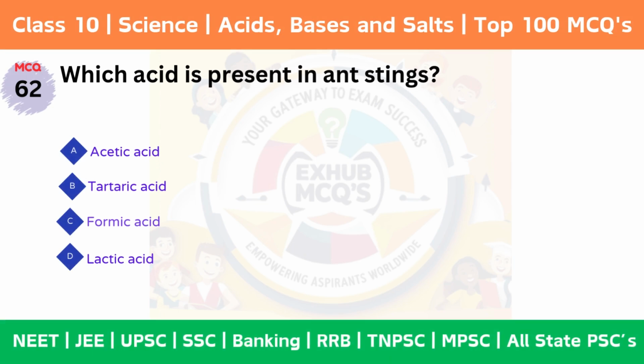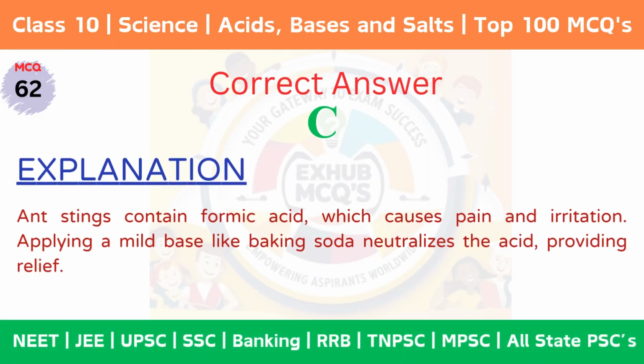MCQ 62. Which acid is present in ant stings? Option A, acetic acid. Option B, tartaric acid. Option C, formic acid. Option D, lactic acid. The correct answer is option C, formic acid. Explanation: ant stings contain formic acid, which causes irritation and pain. Applying a mild base like baking soda neutralizes the acid, providing relief.